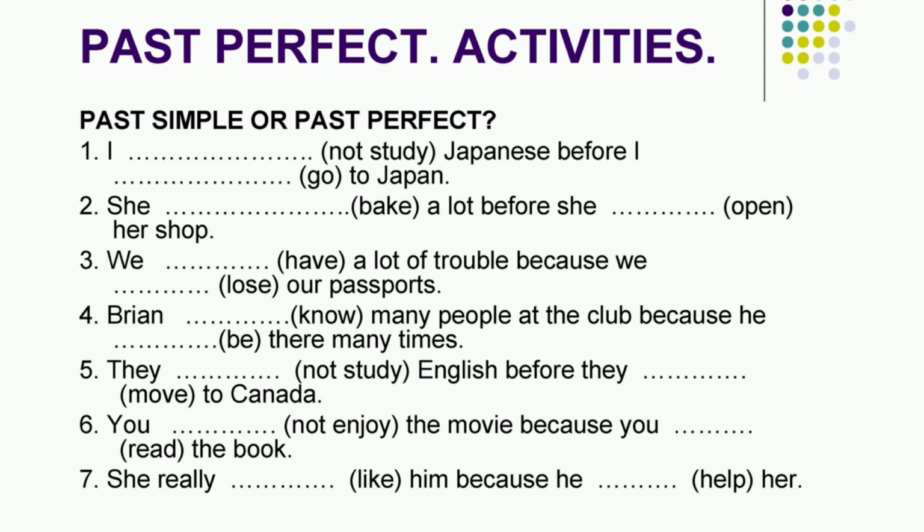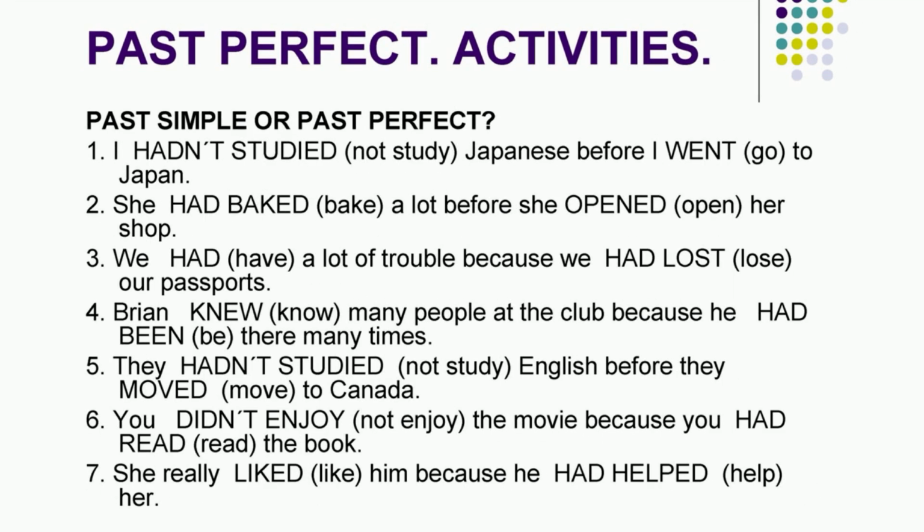And I decided to give you some activities for your practice. For example, here I can do the first one and the second one to clarify. For example, it's negative, yes? I hadn't studied Japanese before I got to Japan. She had baked a lot before she opened her door. And the others you should do on your own. There are 15 other examples in the past perfect activities.